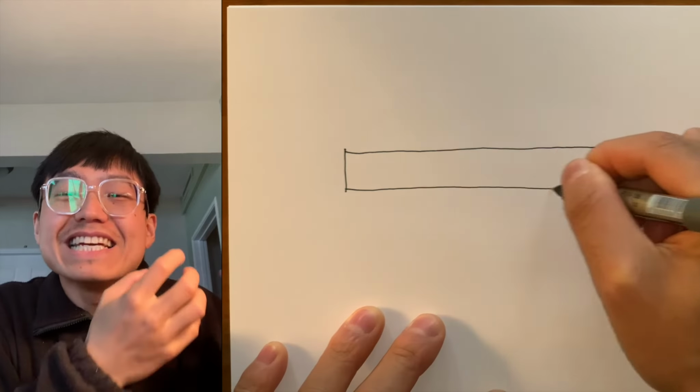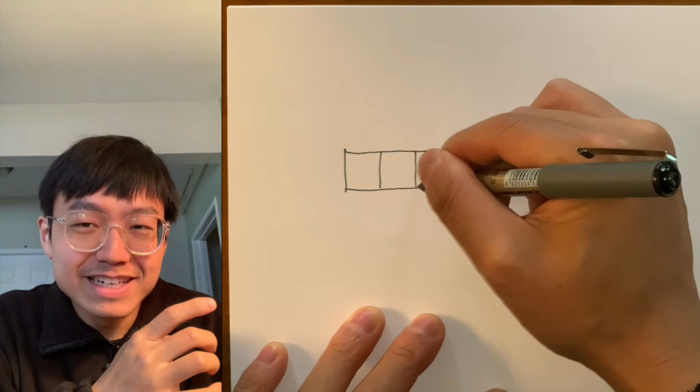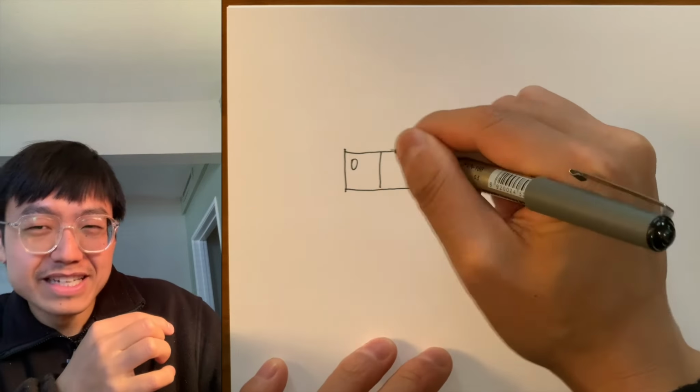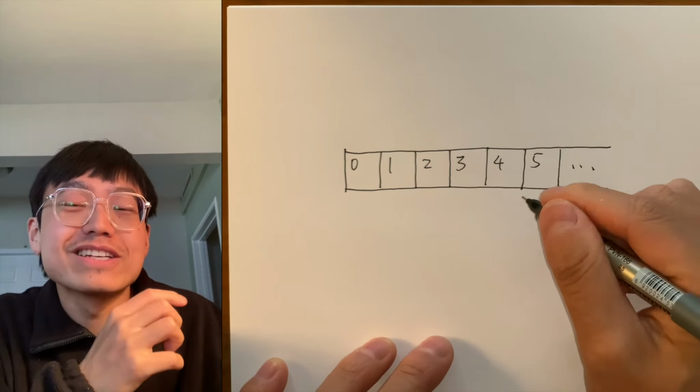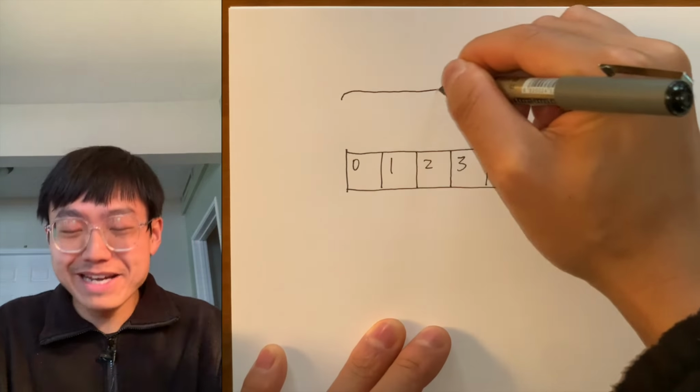Let's talk about deleting from the start of an array. Deleting the first element is the costliest of all the deletion operations for an array.